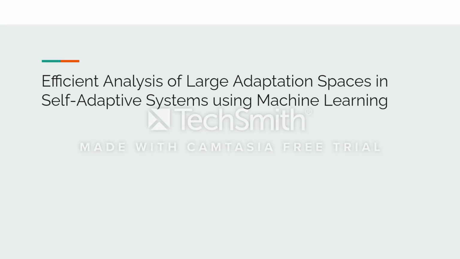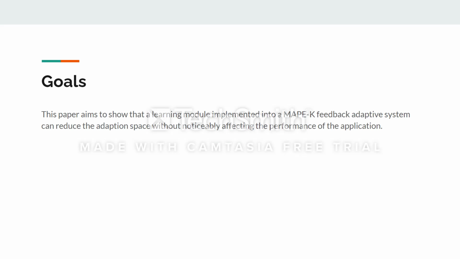In this video, we're going to be looking at a paper called Efficient Analysis of Large Adaptation Spaces in Self-Adaptive Systems Using Machine Learning. The goal of this paper is to show that a learning module implemented into a MAPE-K feedback adaptive system can reduce the adaptation space without noticeably affecting the performance of the application.